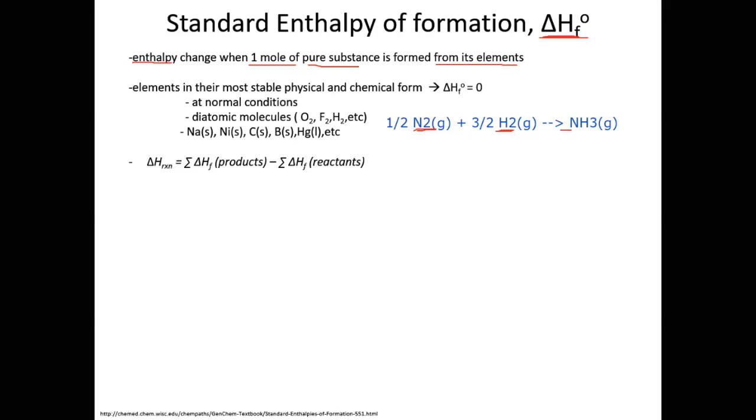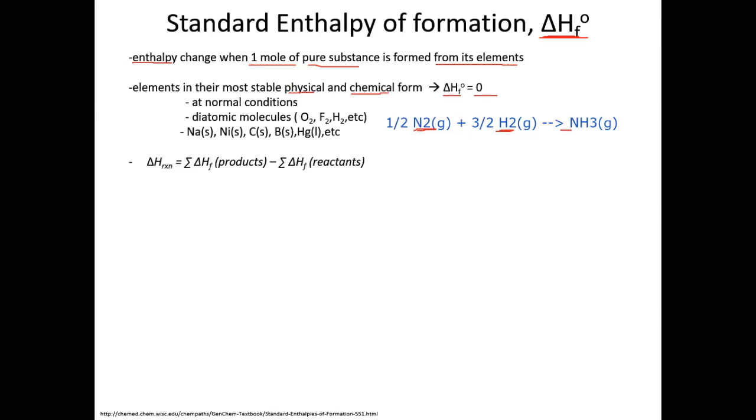And the reason that the reactants have to be in their standard state is because if we look at the second bullet, elements in their most stable physical and chemical form have a heat of formation of 0. So since nitrogen in its most stable form is N2 gas and hydrogen is H2 gas, these heats of formation are 0. So whatever heat is consumed or produced in this experiment is the result of the formation of NH3.